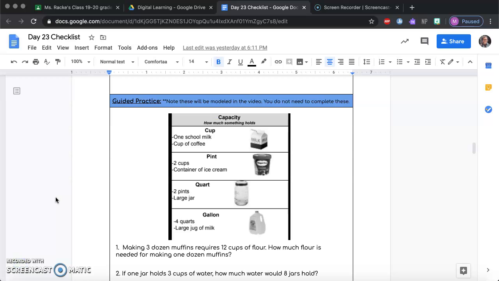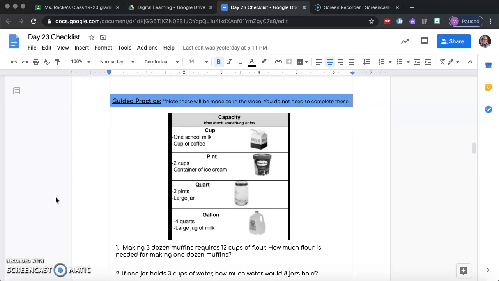All right, so before we go into our guided practice, we're just going to go over capacity, which is what we're working on today. So capacity is how much something holds. And the units of measurement that we're going to be working with are cup, pint, quart, and gallon.